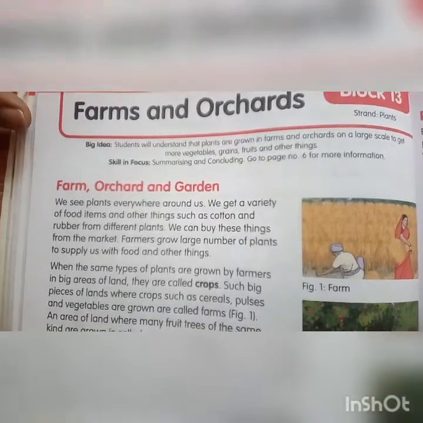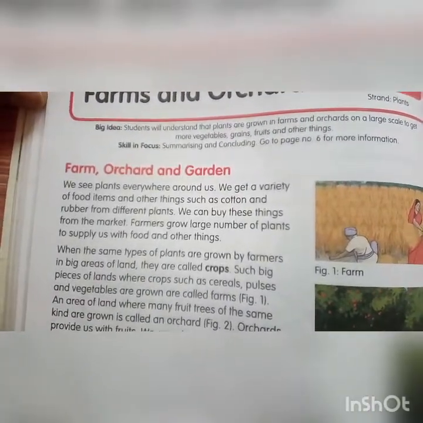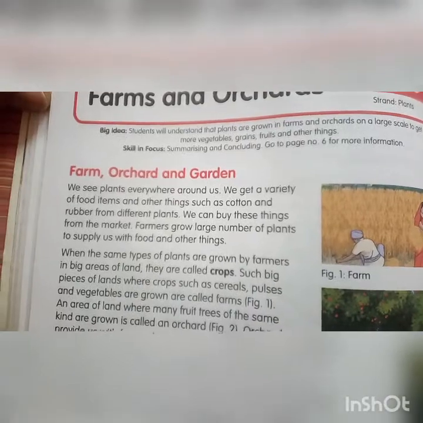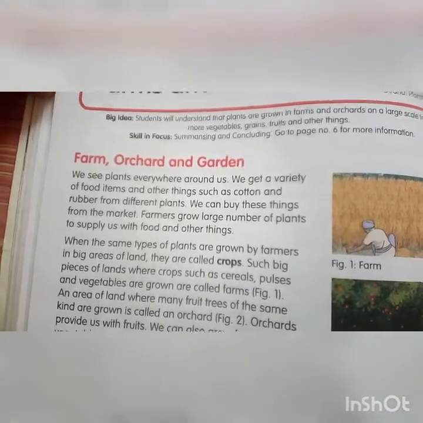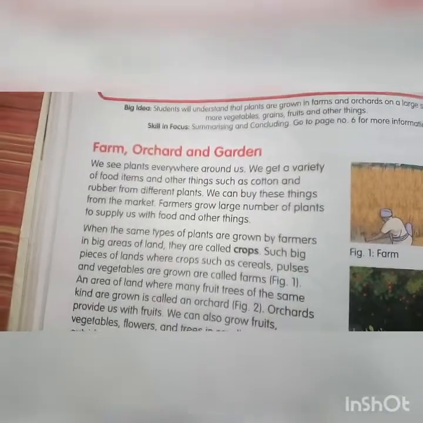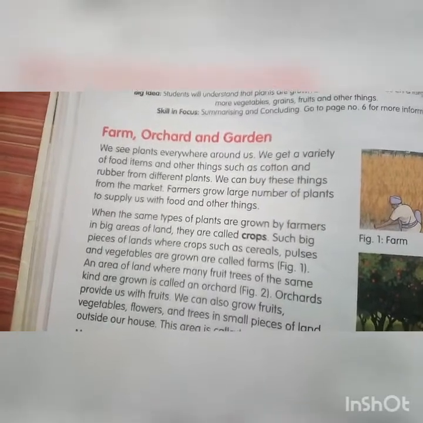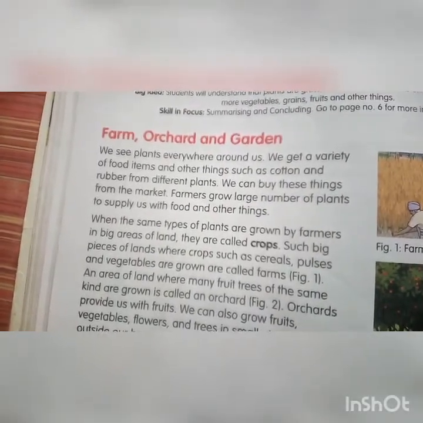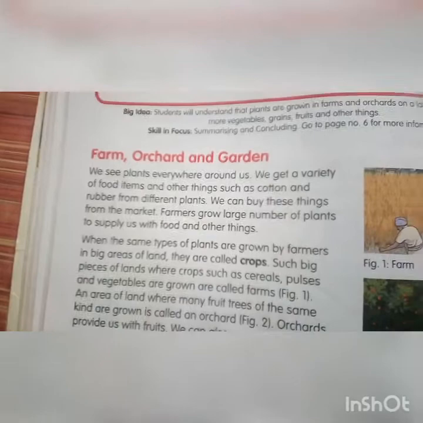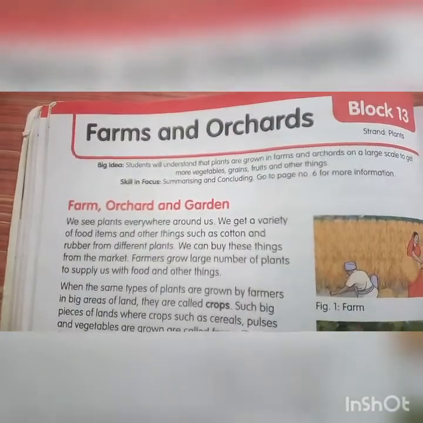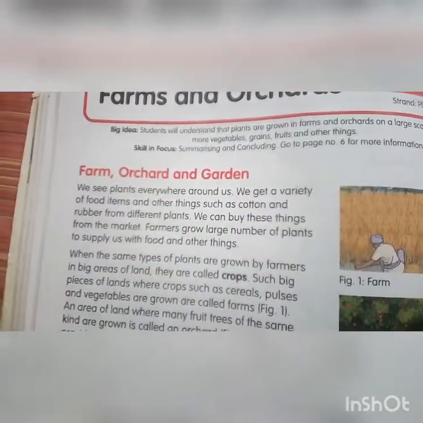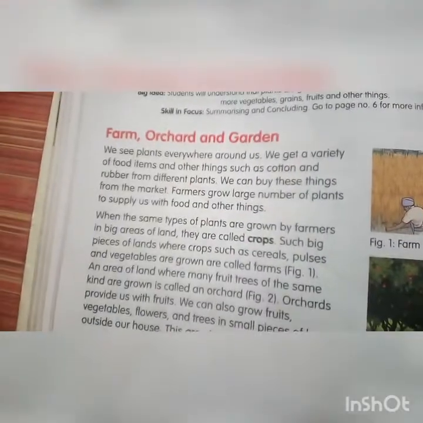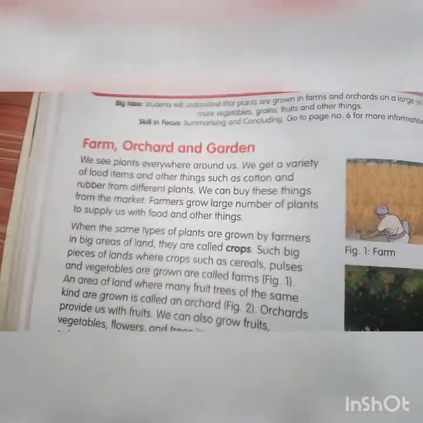Hello students, it's grade 4, block 13, your science textbook. Block 13, farms and orchards. Let's study the farm, orchard and garden.